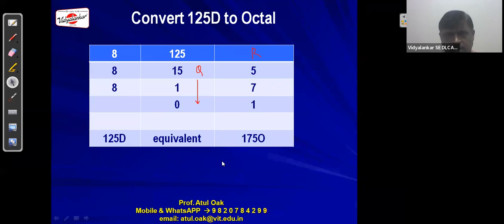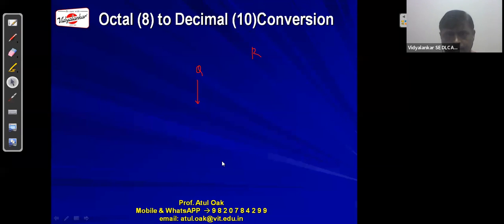Give the next title. Title is conversion of octal to decimal. Conversion of octal to decimal. That is the next title, probably the last title for the day. Conversion of octal to decimal, and make a note of this algorithm.